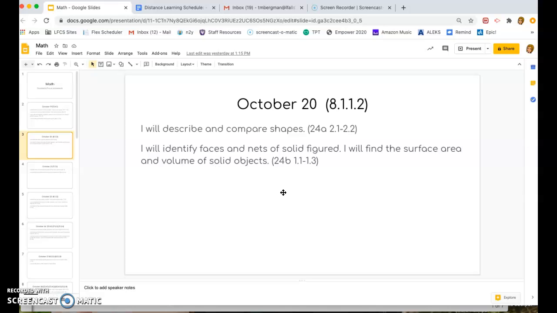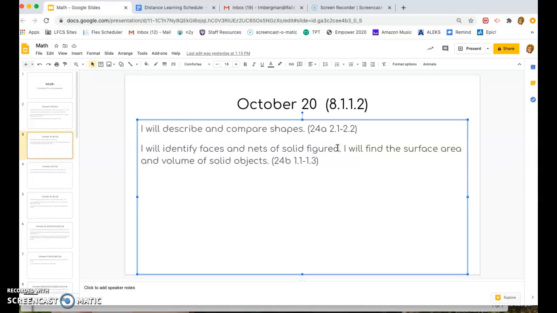All right, math for Tuesday, October 20th. Our goals today: you're going to describe and compare shapes, identify faces and nets of solid figures. Don't know what it says, figures. I will find the surface area and volume of solid objects.